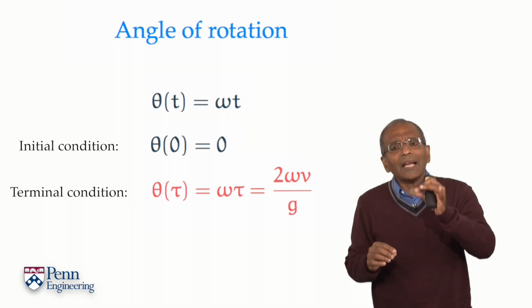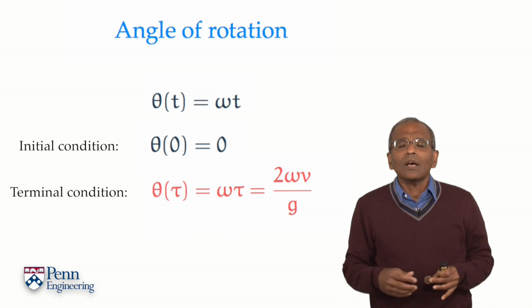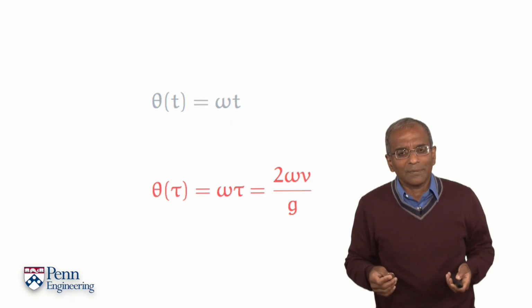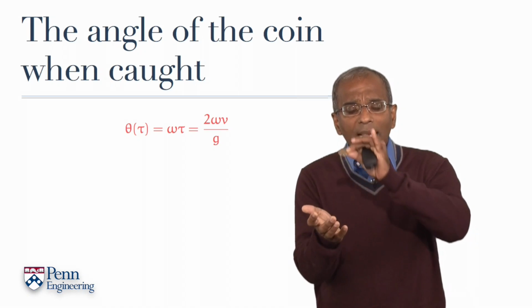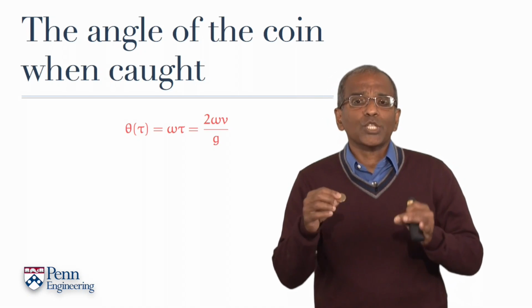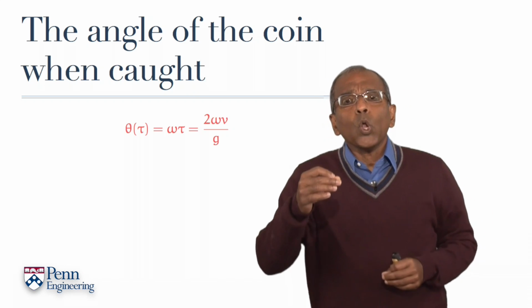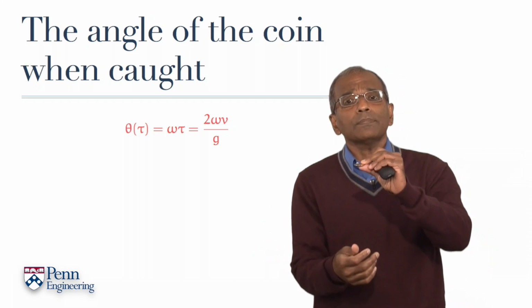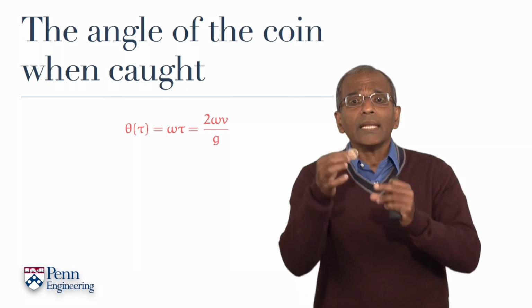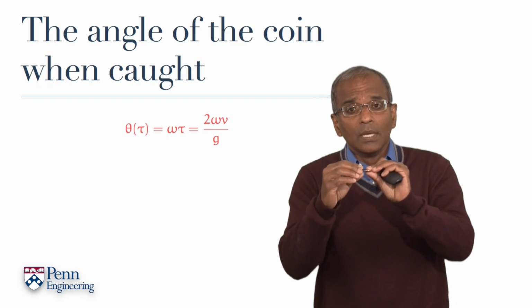How does the angle the coin makes at the time it is caught determine the outcome of the toss? Well, let's take a look. So recall we have a formula that the angle at termination is twice omega v over g. Let's look at all possibilities for the angle. If the angle was 0, then heads is pointing upwards, and so I would say I get a heads.